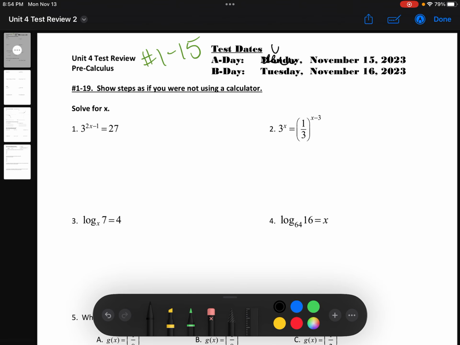First off, the days of the week on this are wrong, sorry. Wednesday, November 15th, and Thursday, November 16th, are when those tests are actually happening.